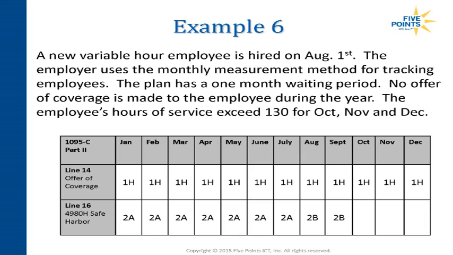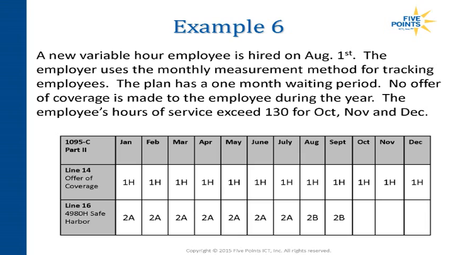A new variable hour employee is hired on August 1st. Employer uses the monthly measurement method for tracking. Plan has a 1-month waiting period. No offer of coverage is made to the employee during the year. So I never offer the coverage to the employee. The employee's hours of service exceed 130 for October, November, and December. So when they're not an employee, I did not make an offer of coverage. Now, in fact, I never made an offer of coverage.